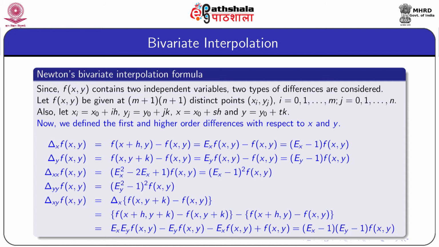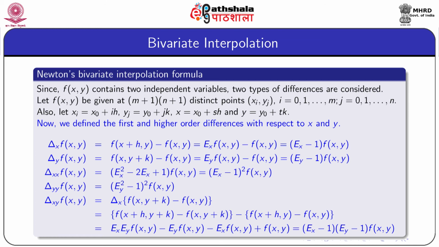Similarly, delta y of f of xy means the forward difference on the variable y, which is equal to Ey minus 1 of f of xy. And delta xx f of xy means the forward difference operator is applied on the argument x 2 times, and after simplification it can be shown that this operator is equivalent to Ex squared minus 2Ex plus 1 of f of xy, and it is written as Ex minus 1 power 2 of f of xy. Similarly, delta yy f of xy is equal to Ey minus 1 power 2 of f of xy.